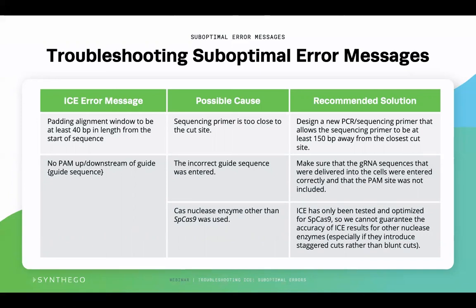The second possible cause is that Cas nuclease enzyme you used was not SP-Cas9. ICE assumes you are using SP-Cas9 nuclease and will place the cut site 3 bases upstream from the 3' end of the guide. So if you use other Cas nucleases and ICE still proceeds through with analysis, we cannot guarantee the accuracy of the ICE results.